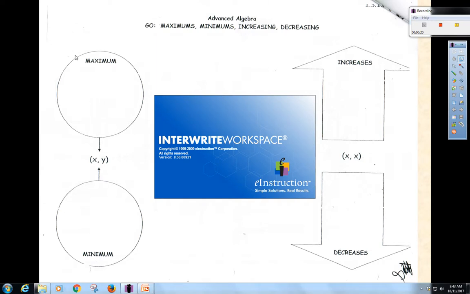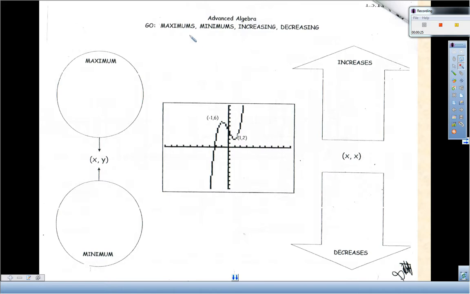So just remember that. When you read a graph about intervals of increasing and decreasing, you read it from left to right. Now, we're going to look at maximums and minimums and intervals of increasing and decreasing. So here's our function right here. Notice that there is a maximum of negative 1/6 and a minimum of 1/2.